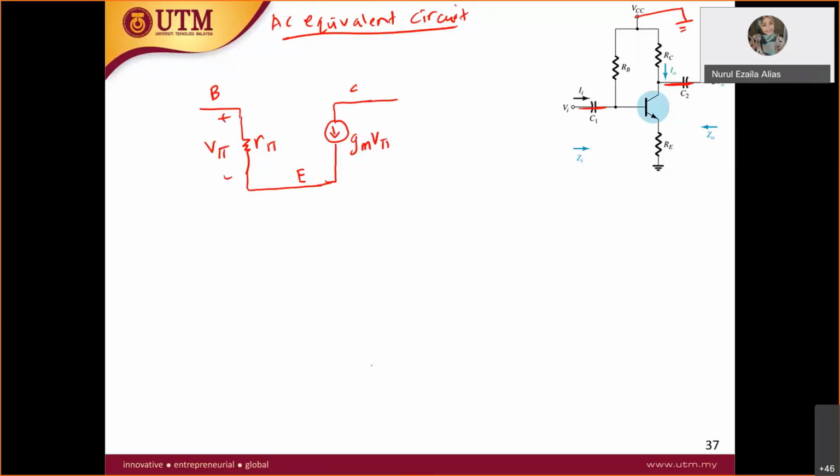Now let's take a look one by one. Let's look at the emitter first. What do you have here? Since you don't have a shorted capacitor there, you have to include your RE in your AC equivalent circuit. Meaning at the emitter you have RE to the ground. See, your circuit becomes bigger and more complicated.